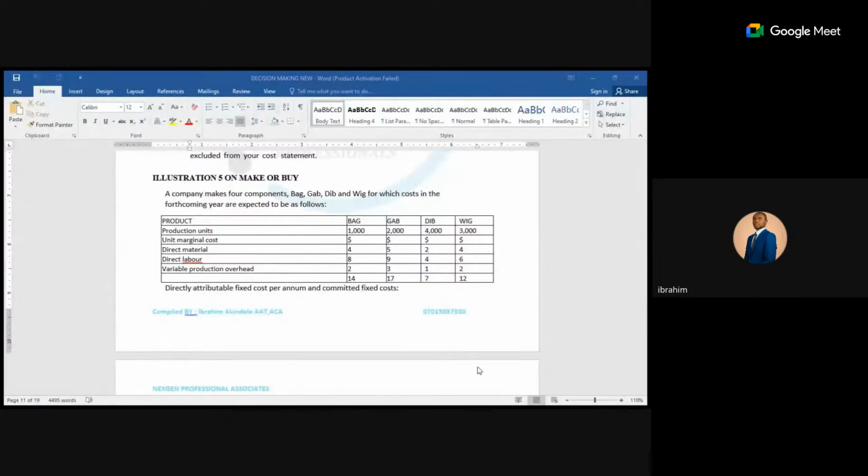So let's quickly look at this question together. I have the products bar, gap, deep, and weak. So the product unit is this. The marginal cost. What is unit marginal cost, class? What does that mean, class?